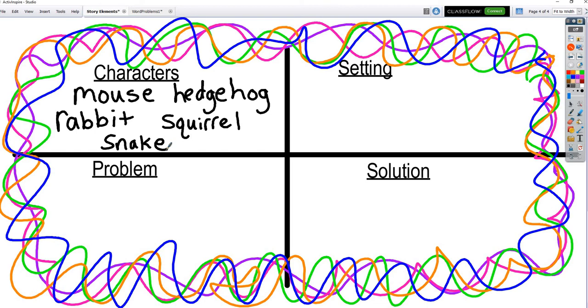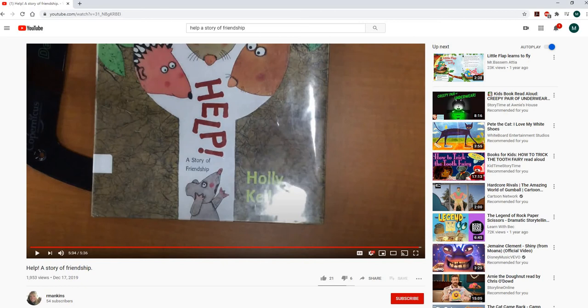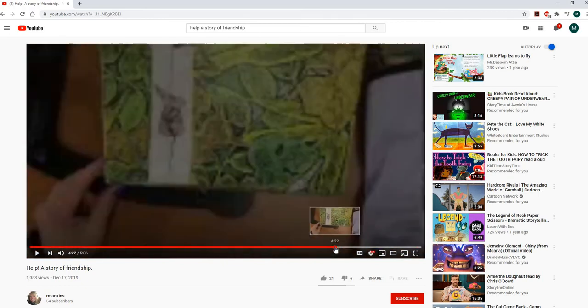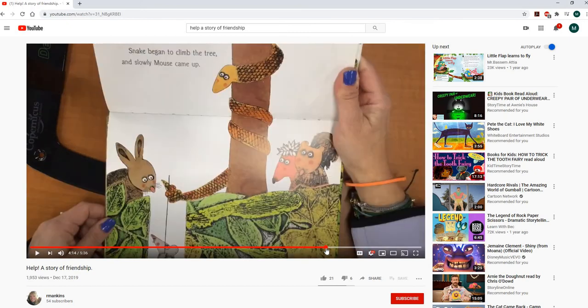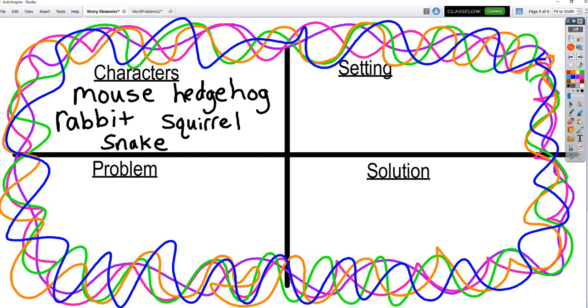Okay, here we go. Back to our setting. So it has to be happening somewhere. And in this story, it didn't tell you exactly where. But if we think about some of the pictures in the story, it looks like they're probably, I was trying to get a clear shot, but it looks like they are where? Well, yeah, I think maybe they are outside, probably in the, I think they're in the woods.